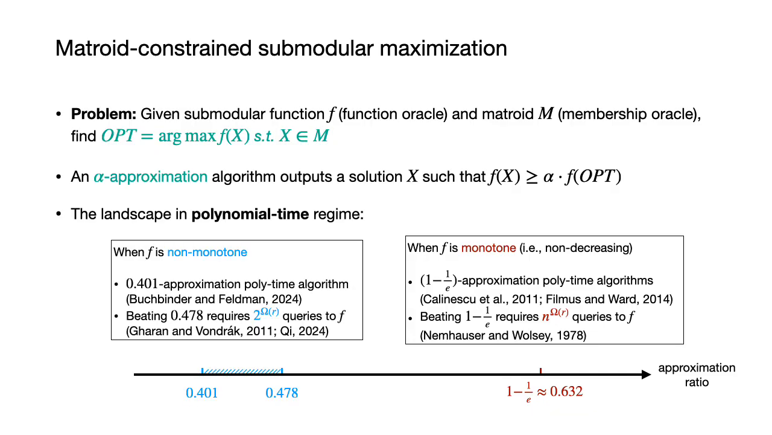For non-monotone functions, the picture is slightly unclear. The current best polynomial time algorithm is by Buchbinder and Feldman. It achieves a 0.401 approximation. For the lower bound, Vondrak first showed that beating 0.478 approximation requires 2 to the omega r queries to the function oracle. Recently, Qi showed that the same lower bound also holds for the cardinality constraint.